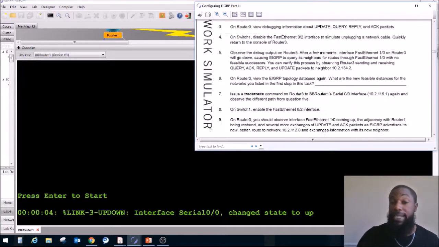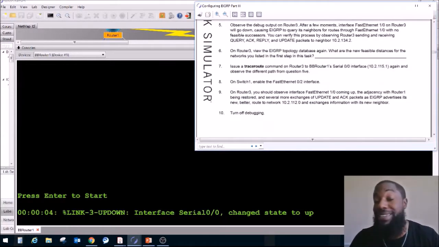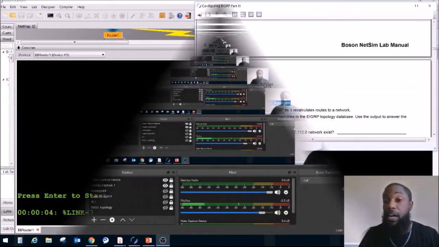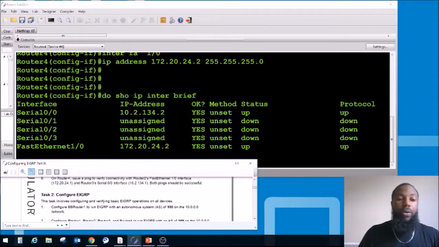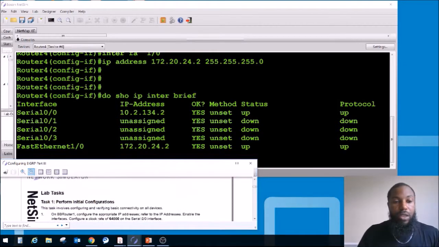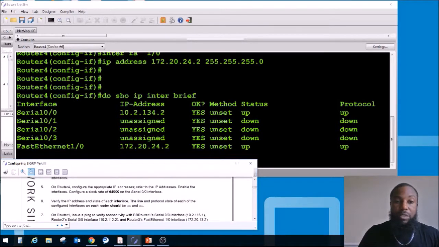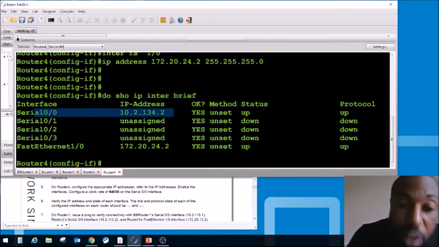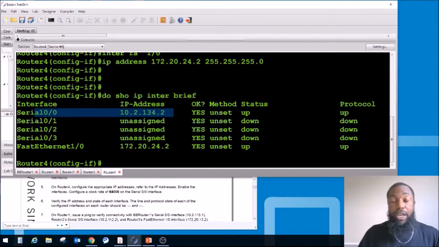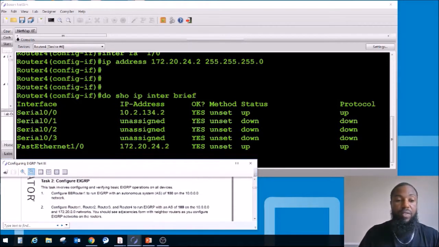So I'm going to stop the video right here and do some basic housekeeping, setting up IP addresses and stuff like that so we can start this lab. All right, so we're back. We already performed the initial configurations in Task 1. All of it was just basic housekeeping: configuring IP addresses on the interfaces, inputting a clock rate, and making sure they're up, so basically just verifying connectivity.